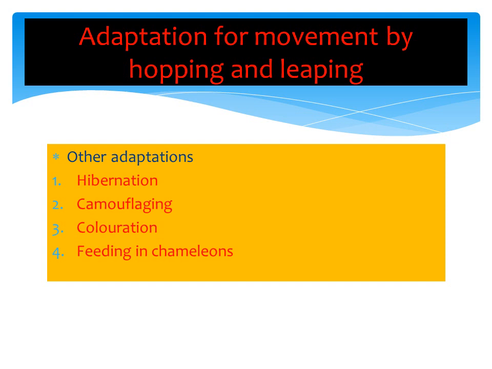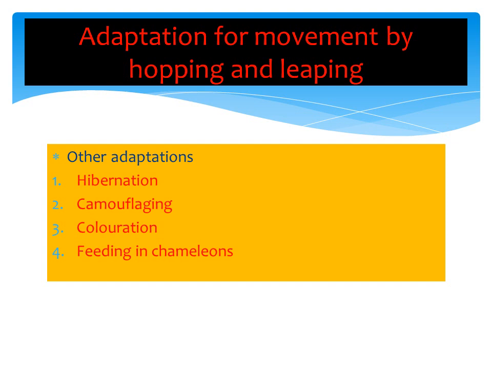Candidates, we move to adaptation for movement by hopping and leaping. Animals which move by hopping or leaping have very strong muscular hind legs. Candidates, this adaptation pushes the animal forward in the course of hopping. The front legs are less muscular to help in landing.